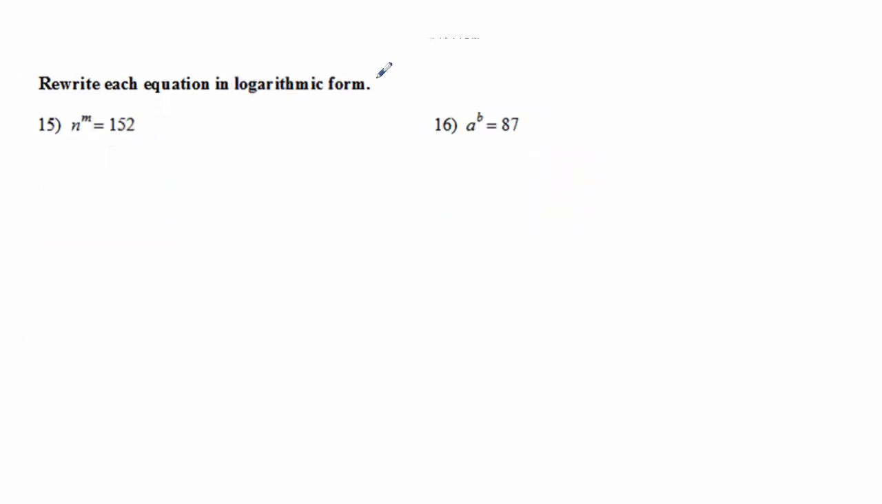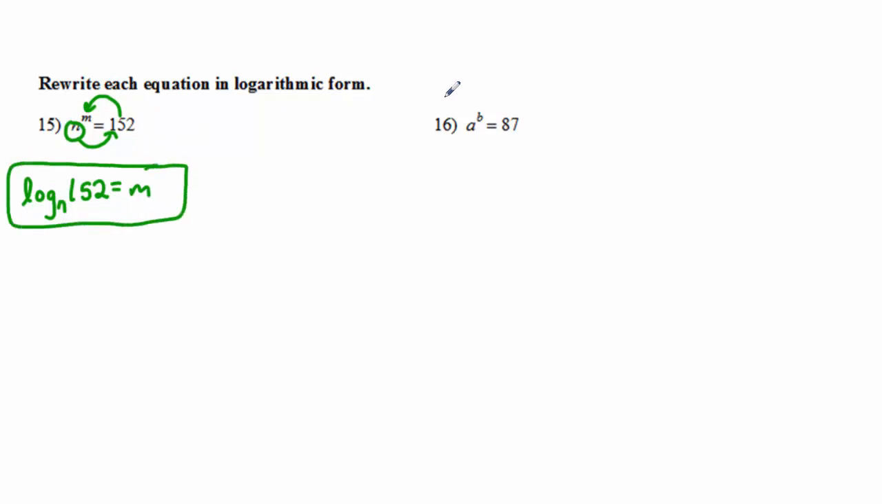Go the other way. Now they're giving us an exponential equation and we're going to write it in logarithmic form. So that means we need to write log. We start with our base, which is an n. Then we go in a circle. The next number is 152. And it equals our exponent, which is m. So 16 log of our base, which is a, 87 equals our exponent, which is b.